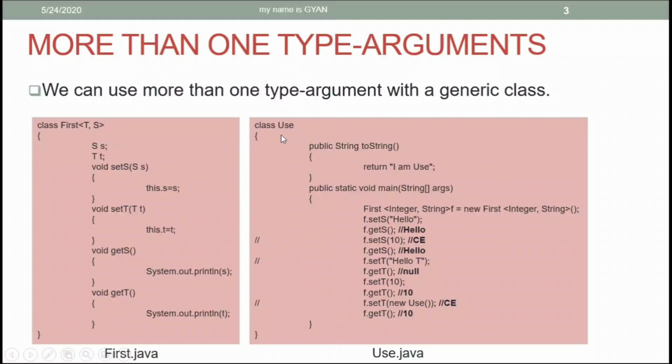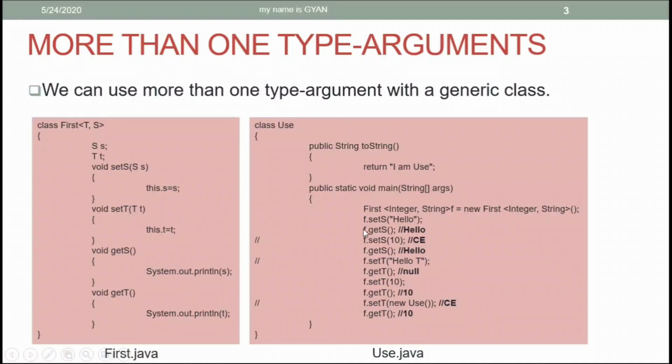In Use.java, we have the class Use. In the class Use, we have the method main. In the method main, we are creating a new object of type First with Integer and String as its type arguments. So for the compiler, S becomes Integer and T becomes String. Therefore, when we pass the string hello as the actual argument of the method setS, then the compiler allows it to be stored into the reference variable s of type S, because S is considered as the String by the compiler.